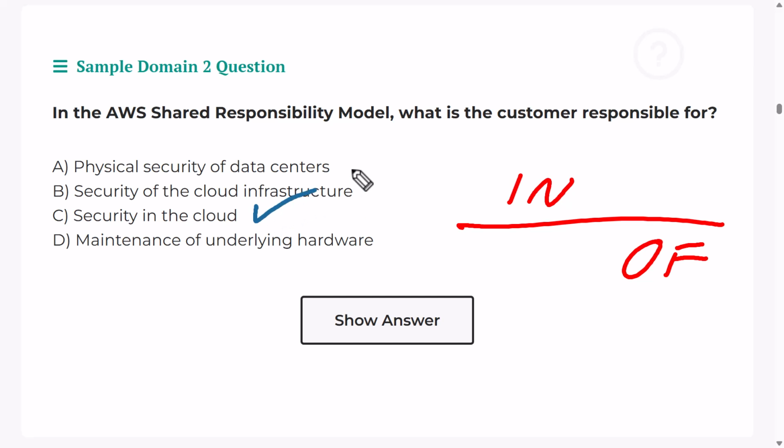But for completeness, let's look at D, maintenance of underlying hardware. Again, not your responsibility in AWS. You'll never see your hardware, you'll never touch your hardware. Replacement of broken equipment, maintenance of hardware, that's one of the things that you're trying to get out of by using a cloud platform like AWS. So physical security, security of the cloud infrastructure, maintenance, all things that AWS will handle for you. What you're responsible for when building in AWS is the security of the resources that you build, or in other words, your security in the cloud.